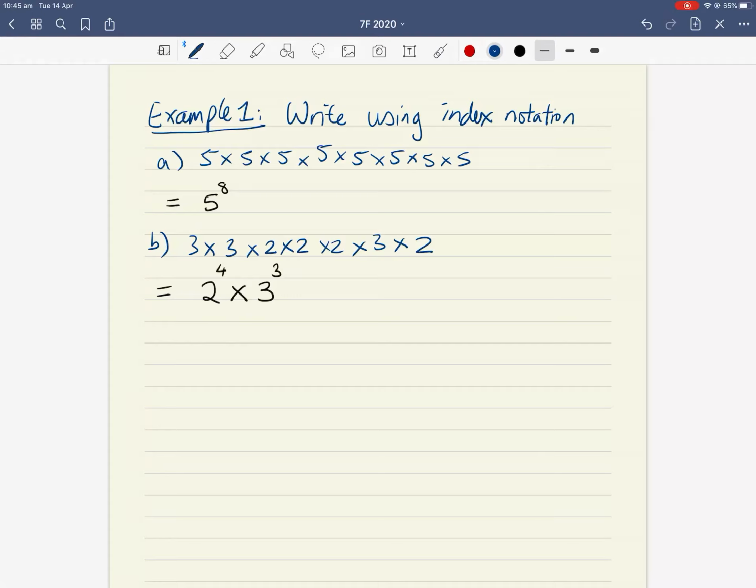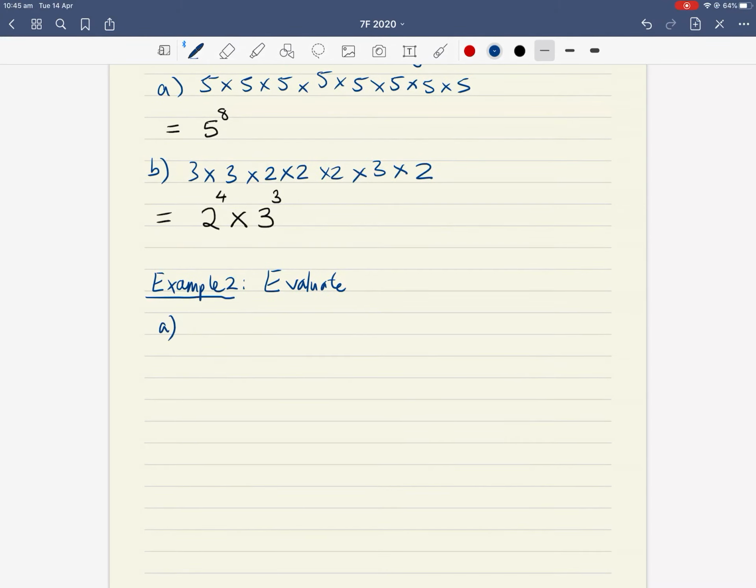Okay, example 2, let's apply some BOMDAS. So example 2 says to evaluate. So to work out or to calculate, all right? So part A, let us work out 7 squared minus 6 squared, okay?